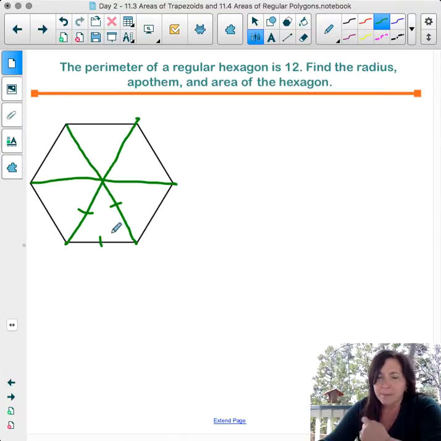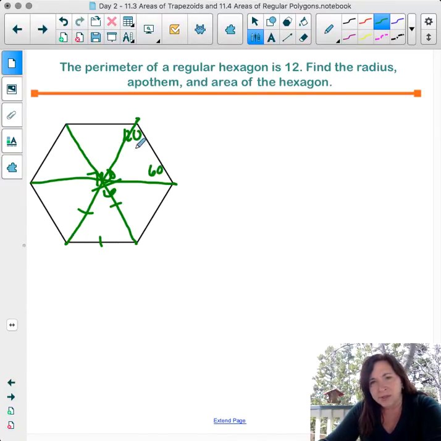Keep in mind, this being a hexagon, each angle is 120 degrees because the sum of all the angles is 720 degrees. Divide that by 6, you get 120. So if each of these is 120 and I cut this in half, that makes these all 60. So of course that's 60, 60, 60, which makes it equilateral. Okay, that's why I said that they were equilateral.